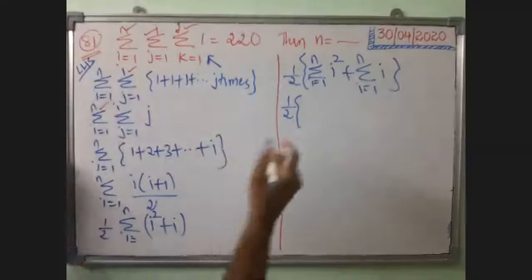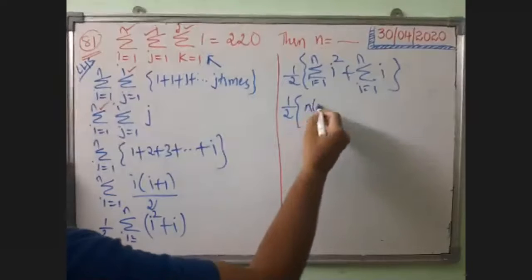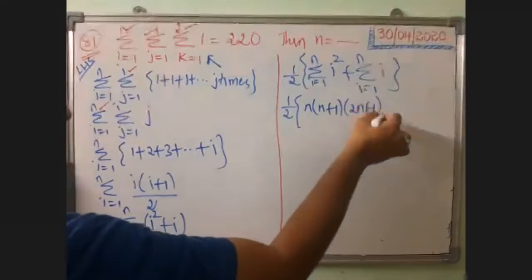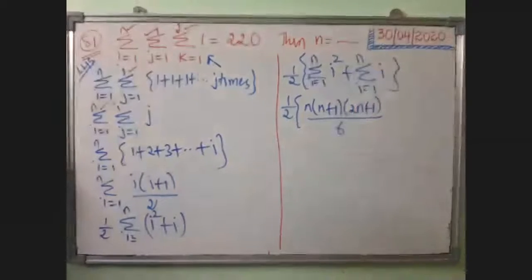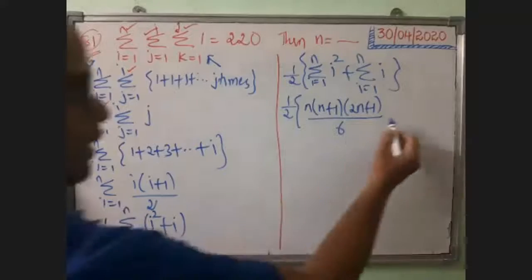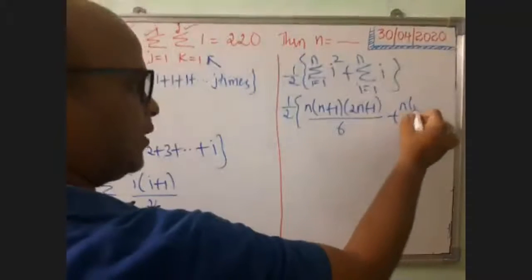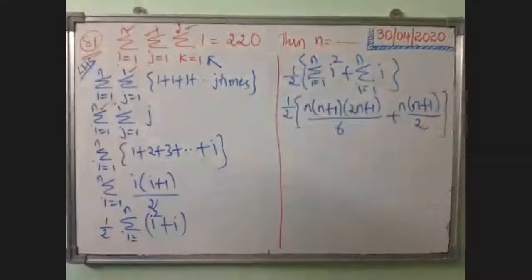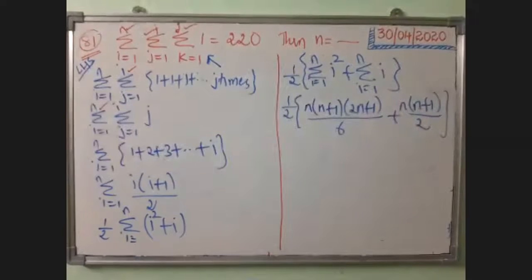Sigma n square is actually what? This is n into n plus 1 into 2n plus 1 by 6. Next, plus, this will become n into n plus 1 by 2, because it becomes sigma n. So this is the value of actually what, the LHS.